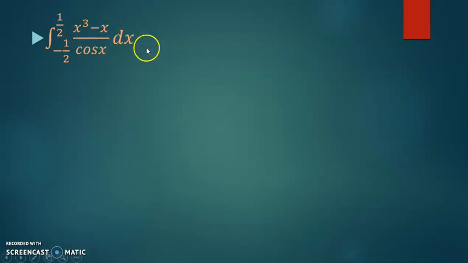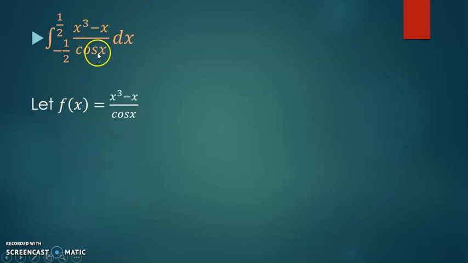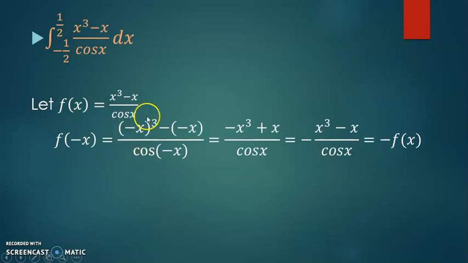So suppose that we name it f of x, so f of x equals this function. Let's check if it's even or odd. It might be neither odd nor even. So f of minus x would be minus x to the power 3 minus minus x over cosine of minus x. This will be minus x power 3 since the power is odd. This will be plus x, and cosine of minus x is cosine x.